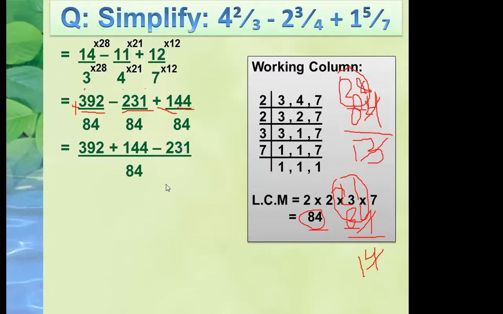So 392 plus 144, it will become 536. Okay, 392 plus 144, it will become 536, and 536 minus 231, what will it become?